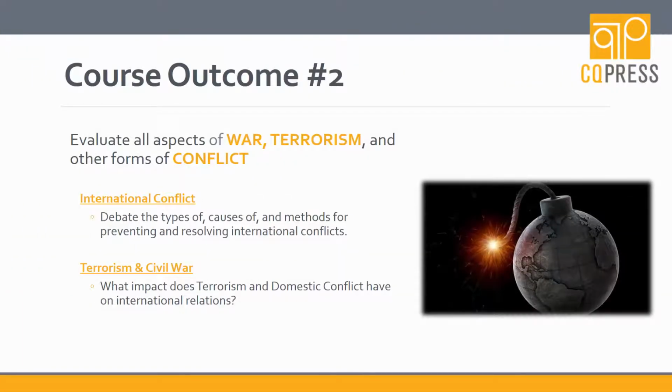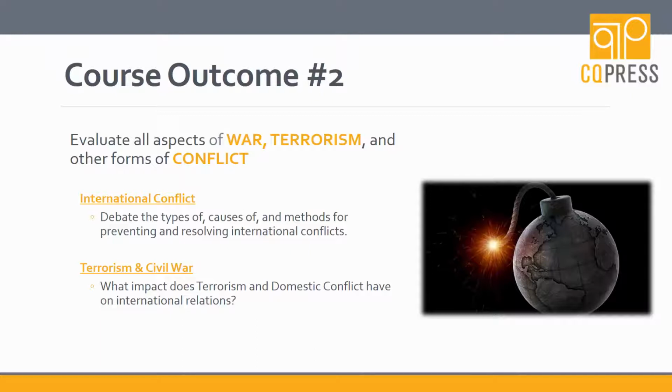Okay. Course outcome number 2, evaluating all aspects of war, terrorism, and other forms of conflict. So for international conflict, students often need to use the theories that they've learned to distinguish the causes of war, to compare just wars and wars of aggression, to discuss the formation, maintenance, and importance of international alliances, and to critique efforts on the spread of nuclear weapons.